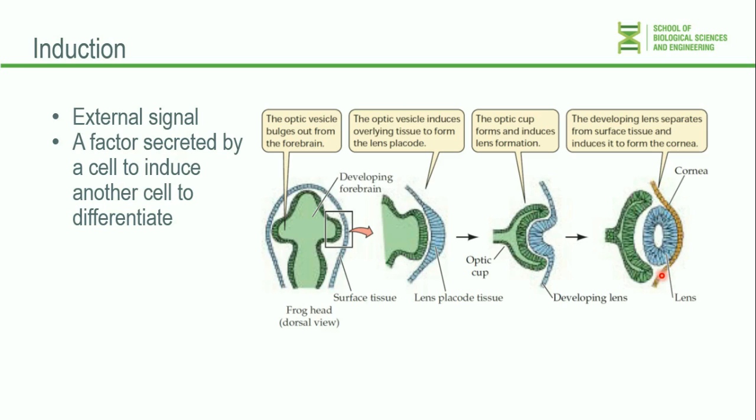Now, think about this. If these cells of the optic vesicle or the optic cup are important in inducing these cells to become the lens, what happens if I insert a barrier in between these cells? What do you think happens? All right. Will the lens continue to form, or will lens formation stop? We can talk about this in class.